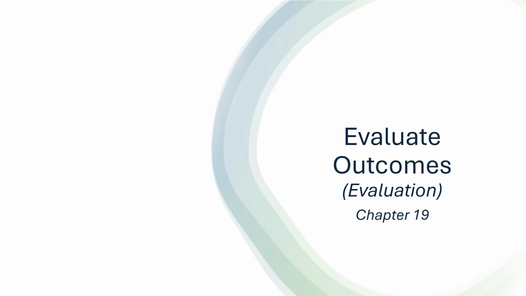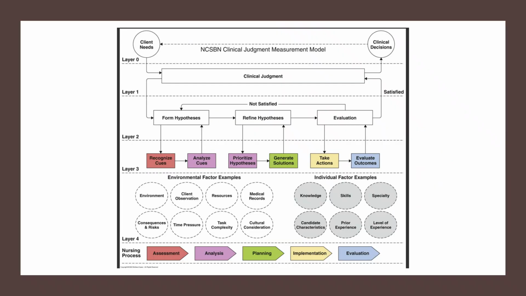Now we come to Chapter 19, evaluating outcomes, or evaluation in the nursing process. And our final look at the clinical judgment measurement model. Layer 3, we're now on evaluating outcomes, and then down with the nursing process, we're on evaluation.